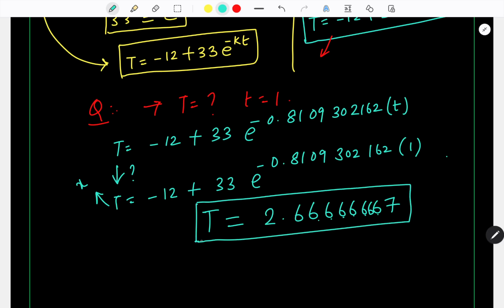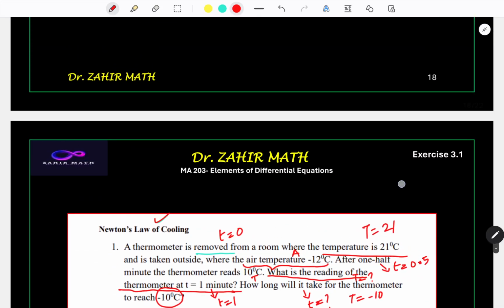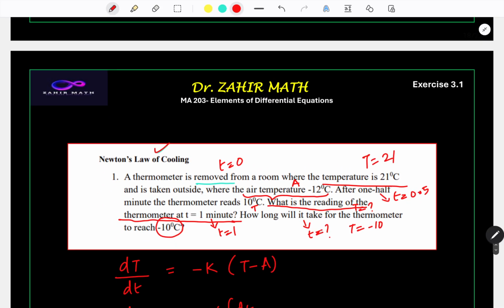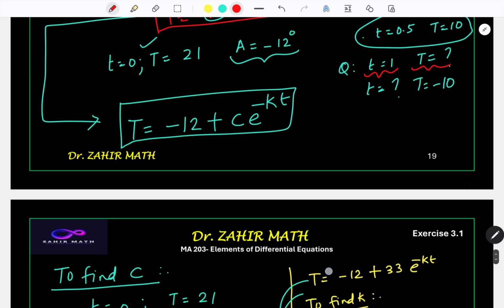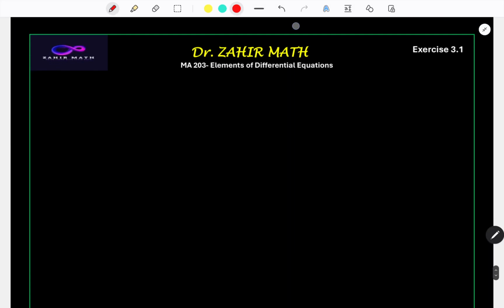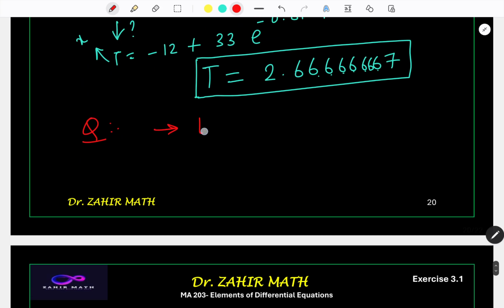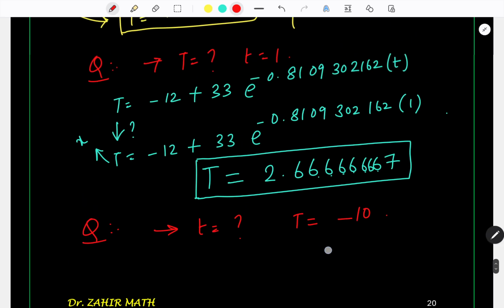What is the next question? Let us go back to the question: how long will it take, so t is the question mark, for the thermometer to reach minus 10? So t is the question mark, and capital T is equal to minus 10. Let's take this equation.